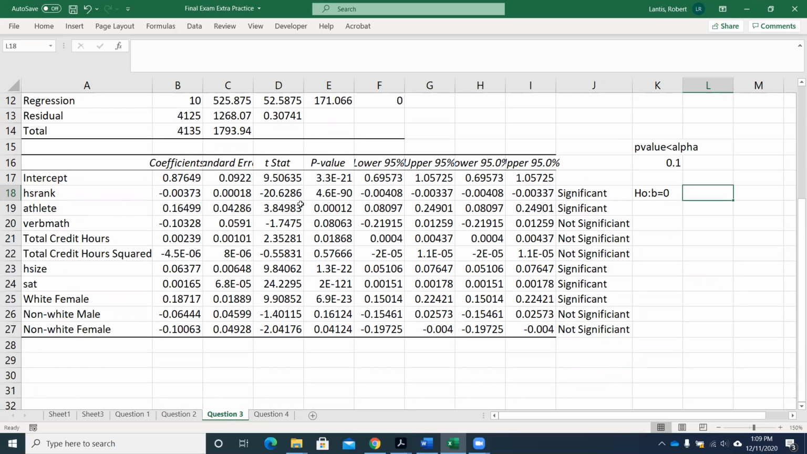I then go down to the next variable, athlete, and look at the p-value. 0.001 is less than 0.1, so yes, that's a significant relationship as well. What about for that verbal math test? I look at the p-value of 0.08, that's less than 0.1, so I can say, yeah, that is significant at the 90% level. But if I wanted to compare it to an alpha of 0.05, and I look at that 0.08, well, it's not less than 0.05, so I'd say that it's not significant at the 5% level. And it's not less than 0.01, so it wouldn't be significant at the 1% level.